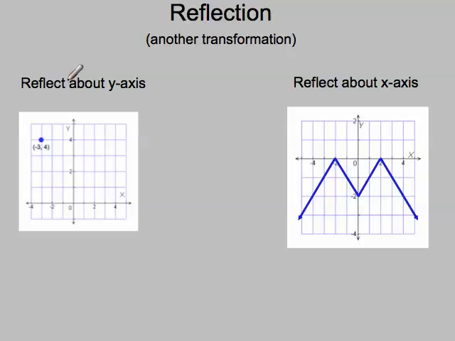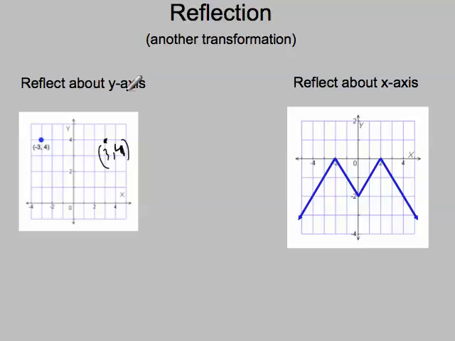So if I reflect about the y-axis, we have to think about this being a mirror, and we're pivoting around the y-axis. So if I start here, and I were to swing around to the other side, my numbers will stay the same. I still want to be 3 units away from the y-axis, and I want to be 4 units up. So when I swing around over here, my new point's just going to be 3, 4.